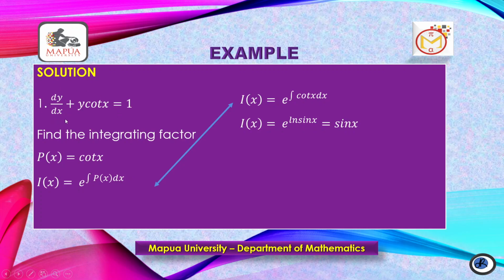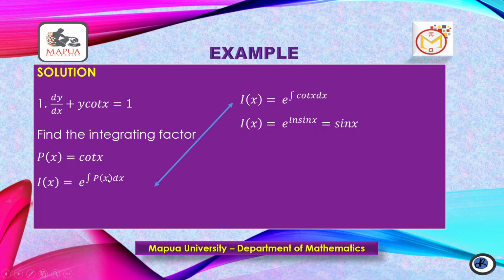For a certain given equation, it should be in the general form, or standard form, of the linear equation of first order. So we have dy/dx plus y cotangent x is equal to 1. In this example, it is already set into the standard form of the linear equation of order 1. This is our dy/dx, this is our p(x), and this is our q(x). The first step is to look for the integrating factor, where p(x) is cotangent x, and the integrating factor is e raised to the integral of p(x) dx.